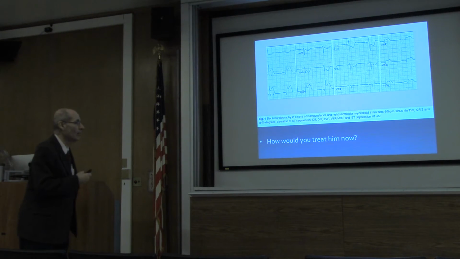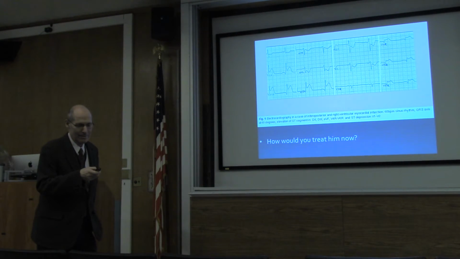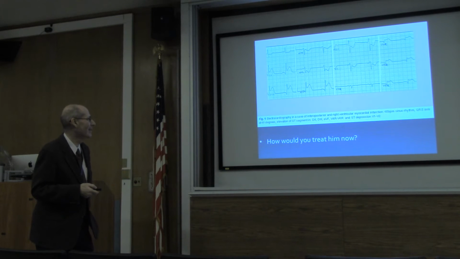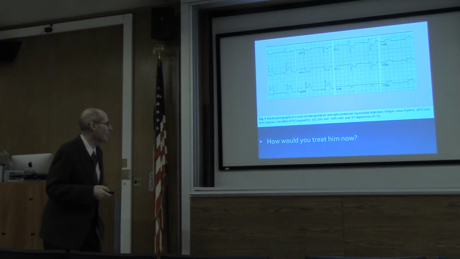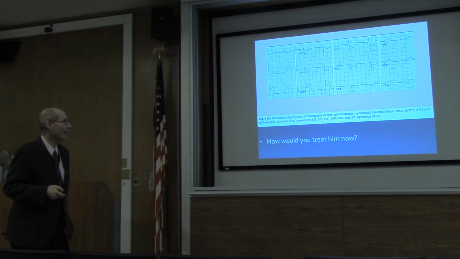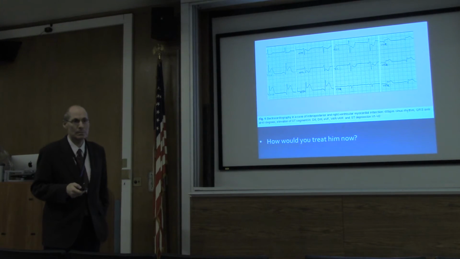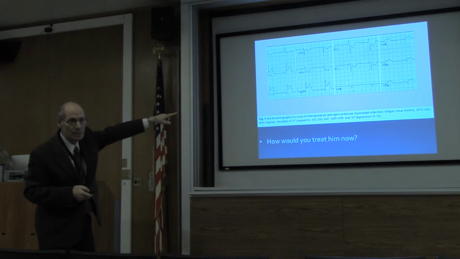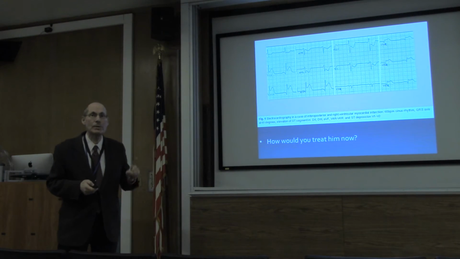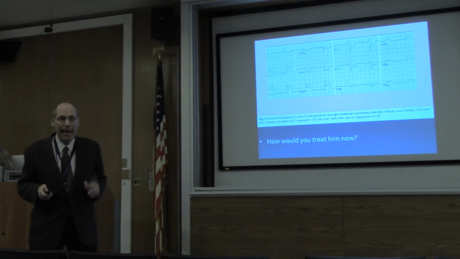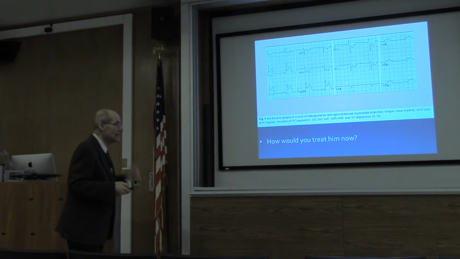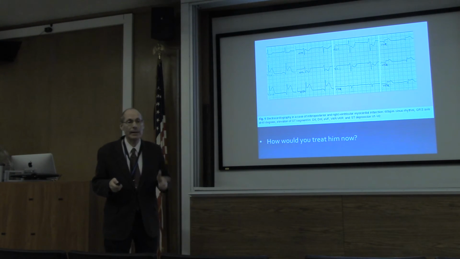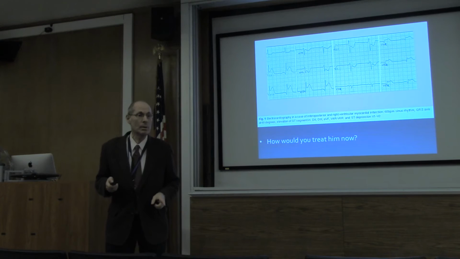Wow. What do you think now, Susan? What do you think? What do you see in V4R, V5R, and V6R? That's right ventricle. Yeah, look at those ST elevations. He has a right ventricular infarct. And this is a guy you don't want to give things that decrease preload.